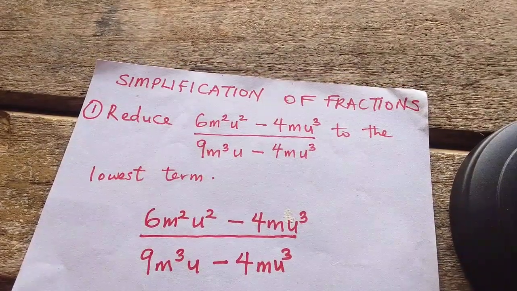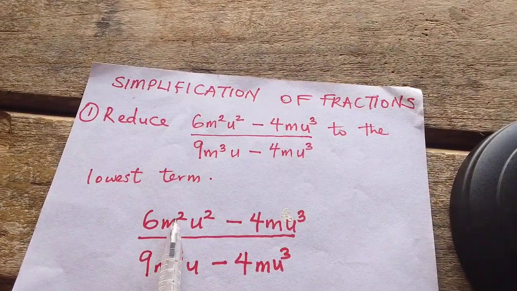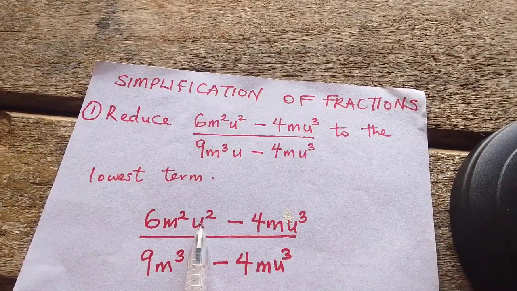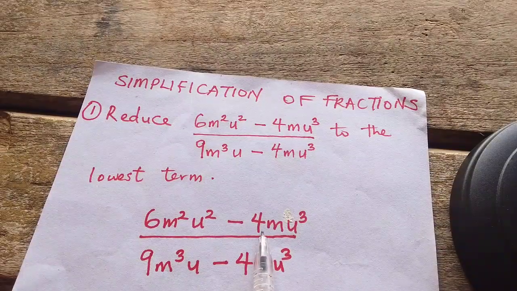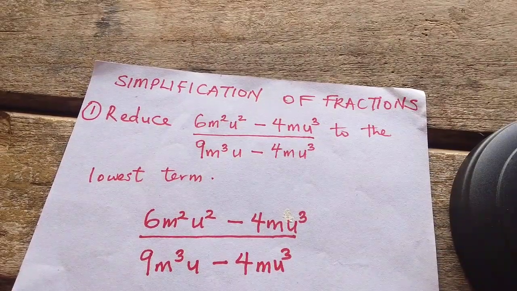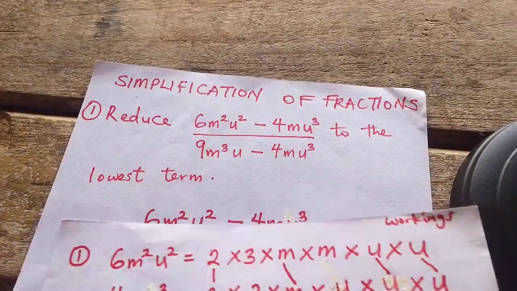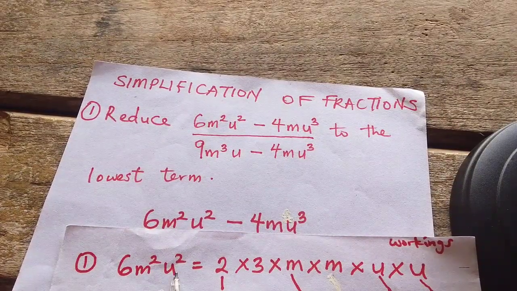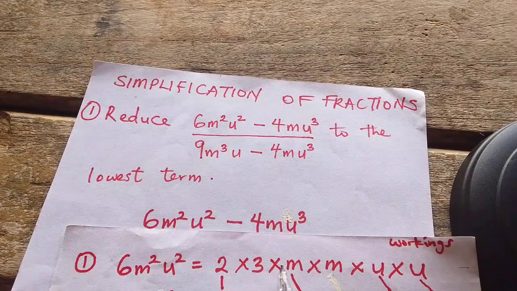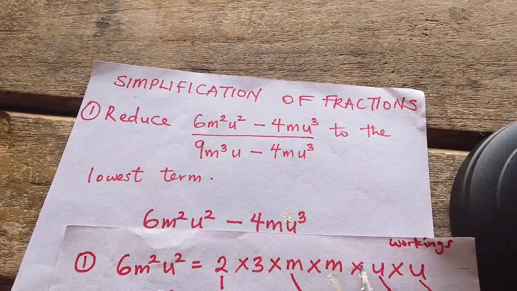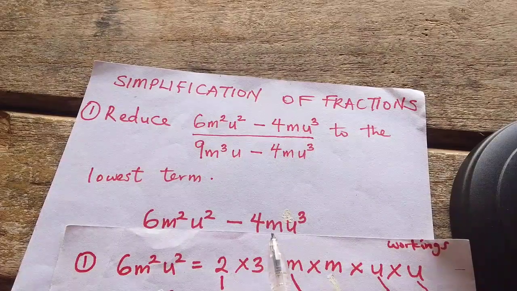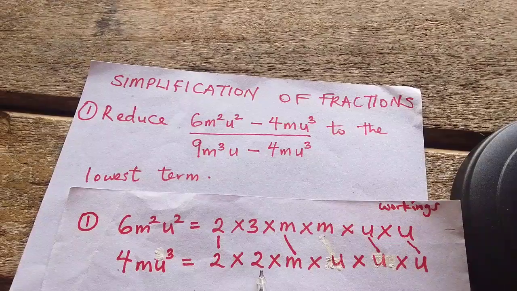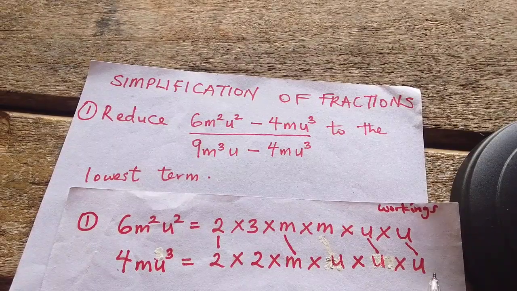First of all, to make it easier, we need to factorize 6m²u² and 4mu³. If you look for the factors of 6m²u², it will give you 2 times 3 times m times m times u times u, and that of 4mu³ will give you 2 times 2 times m times u times u times u.